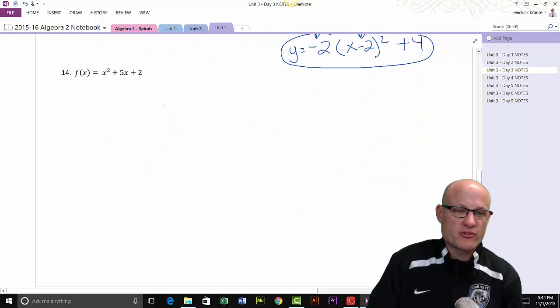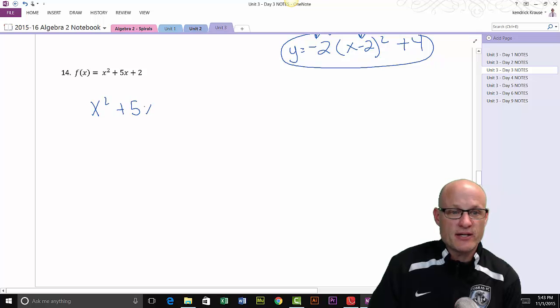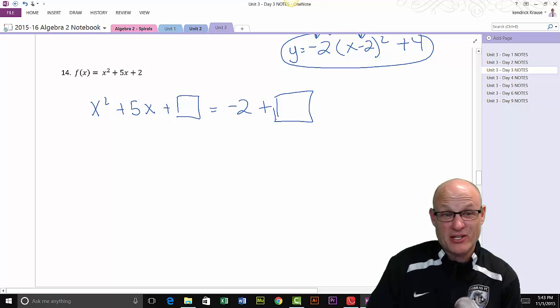Let's try this one. So this one's just an easier one. We've got just x² + 5x + square = −2 + square. Now I say easier, but not so much, because somebody's saying, wait a second, the middle term's odd. And in 9th grade, you probably were told, hey, if it's odd, don't do it by completing the square. But in this case, I would like to.